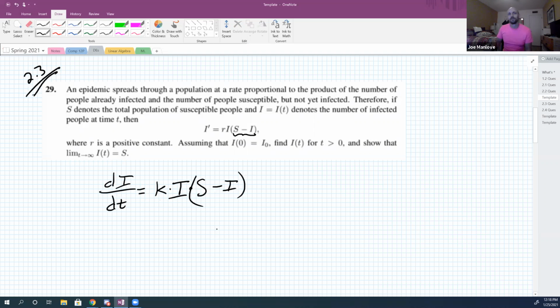So we'll do this. This would essentially be everyone who's not naturally immune, right, or already vaccinated. And R is a positive constant. Okay, so they swapped K for R. I guess that seems reasonable. That's just notational. Okay, so they wrote this down. You guys with me that this is basically the statement that they made written in math? Okay, and so assuming that I of 0 is I naught, find I of t, and then show this thing.